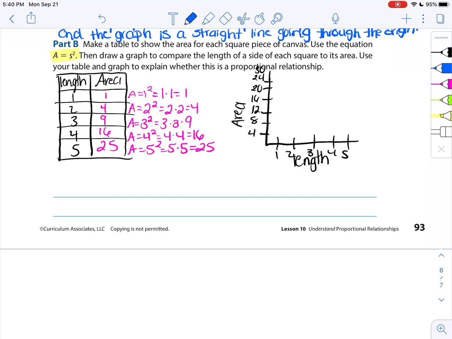So the point 1, 1, we'll have to estimate. It's not going to be exact. The point 2, 4. 3, 9, 4, 16, and 5, 25. And it looks like it almost goes up in a straight line, but there's a slight curve to it. So when we take a look at the table and the graph, we can see that no, it's not proportional.